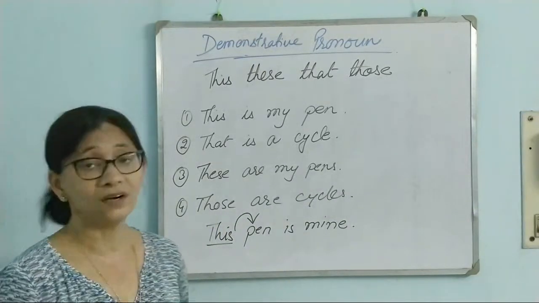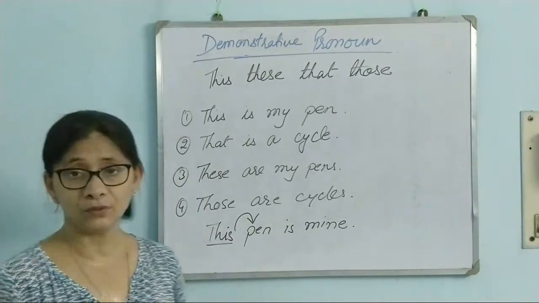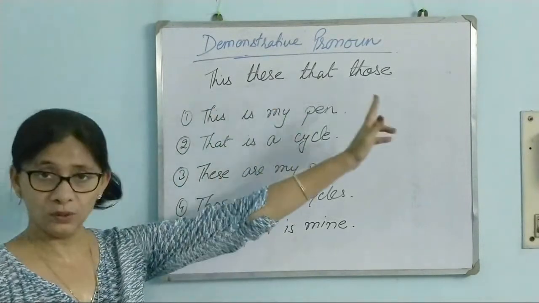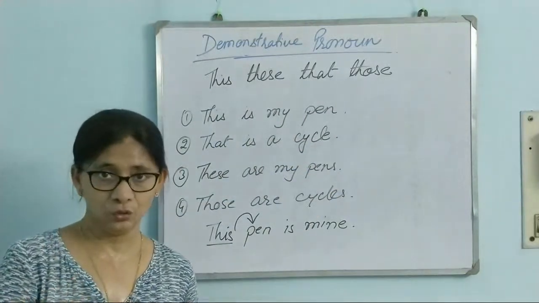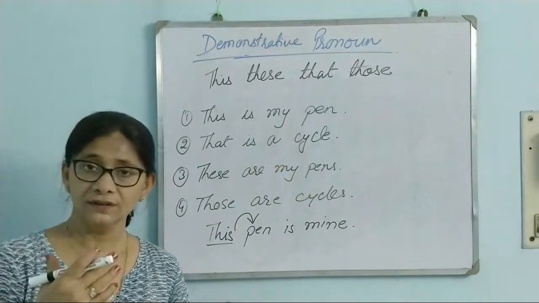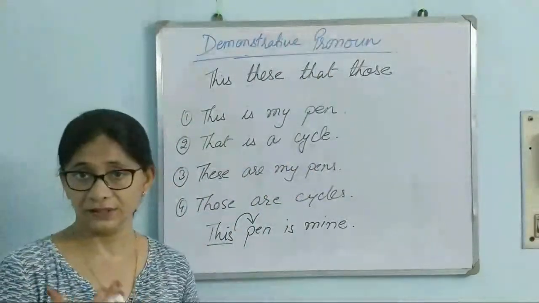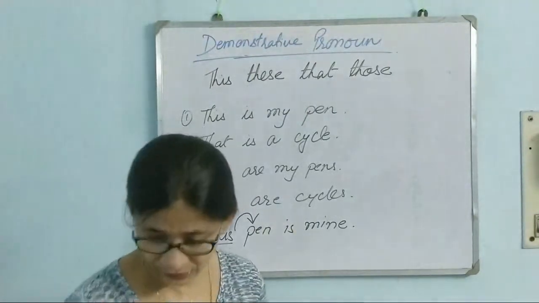So that's all for the demonstrative pronoun. I hope you have understood the concept. Only 4 words are there: this, that, those and these. And they are called pronouns because they are demonstrating a noun. That is why they are pronouns. So you just quickly write it down.